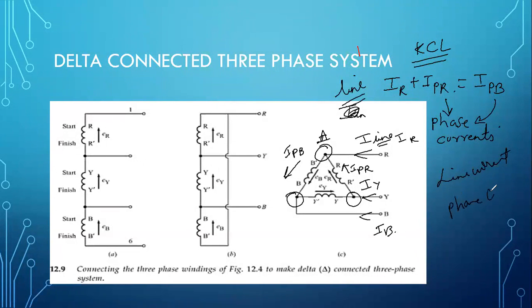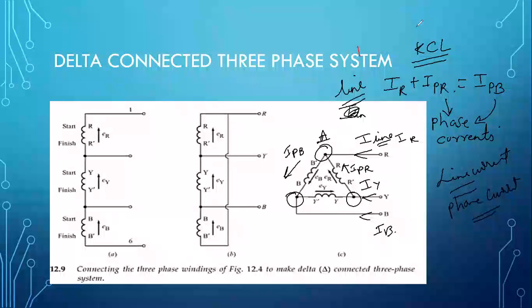In case of a star, we have seen that the phase current and the line current values were the same. But in this case, it will never be the same because here we have more than two components. So they cannot be equal, and we'll deduce exactly what the value is.